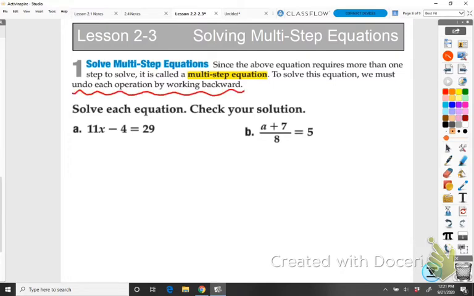So if you find the variable, ask yourself what's happening. The first thing that's happening is it's multiplying by 11, and then the second thing, it's subtracting 4. So we're going to undo that. I'm going to start by undoing the subtraction of 4, which is adding 4. So we're going to add 4 to the left and the right.